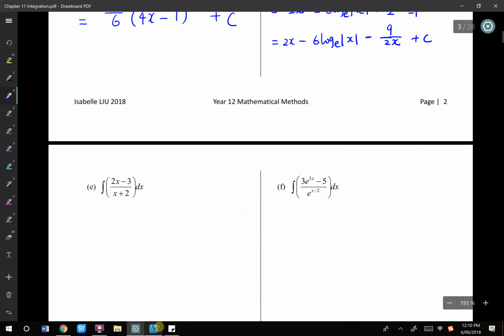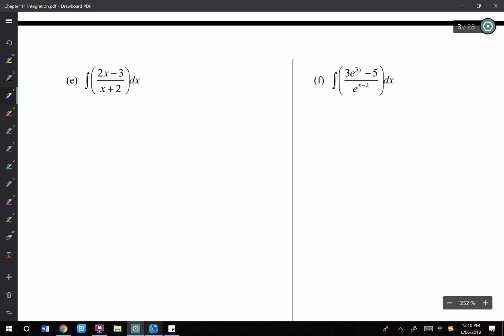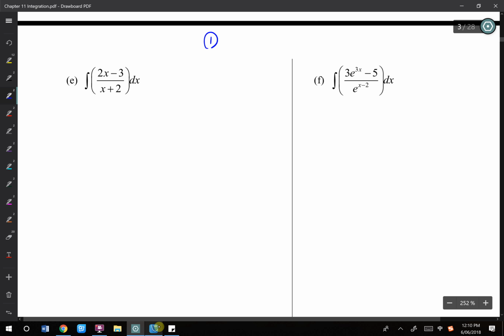So that's D. Okay, for E, well, a lot of you ask me what you can do for E. When you see linear divided by linear, we have talked about this type of equation in three places. The first place is when we sketch.